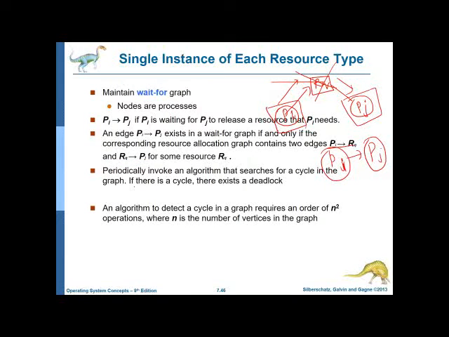So now what happens here is when you draw this wait-for graph, you have to periodically invoke an algorithm that checks whether there is a cycle in the graph. Because in the resource allocation graph that we learned before, we have already seen that when there exists a cycle, we can understand that there exists a deadlock. So that is the basic idea in the wait-for graph also. That is, if there is a cycle in the wait-for graph, that means there exists a deadlock.